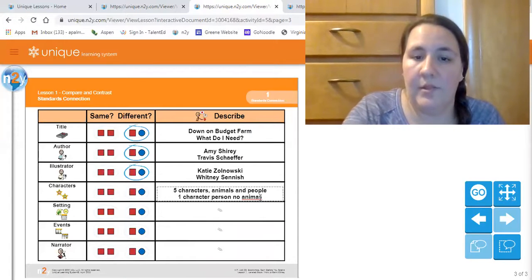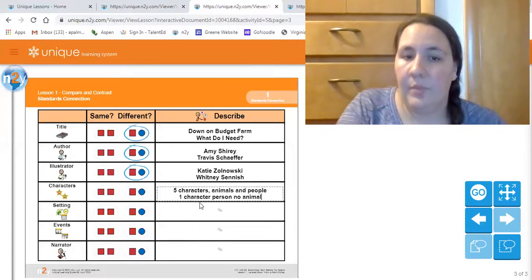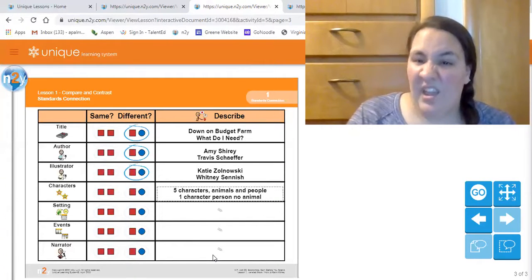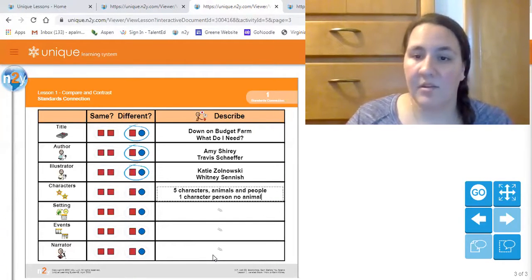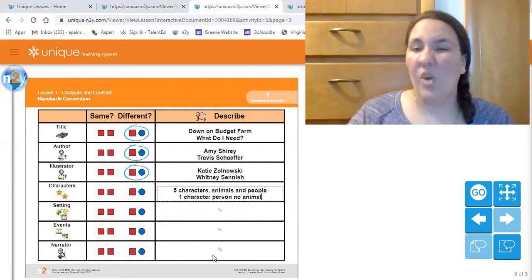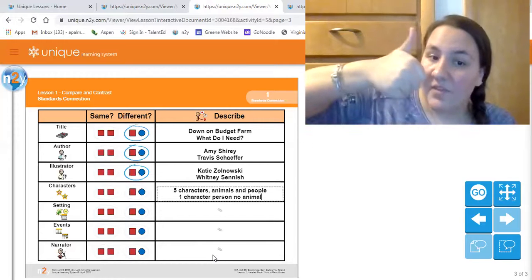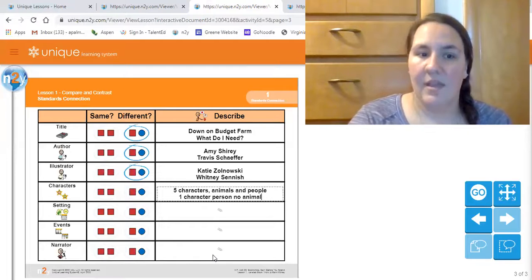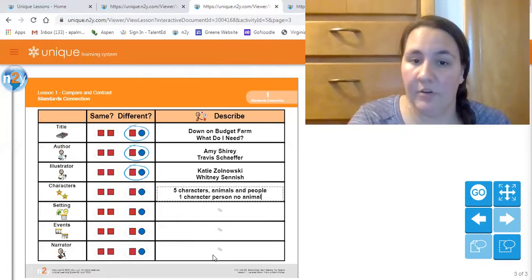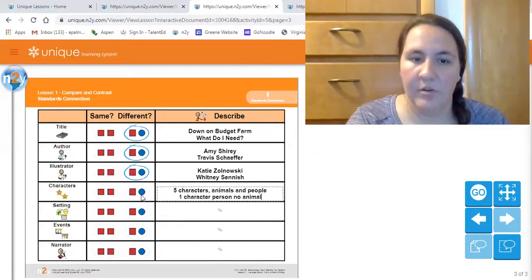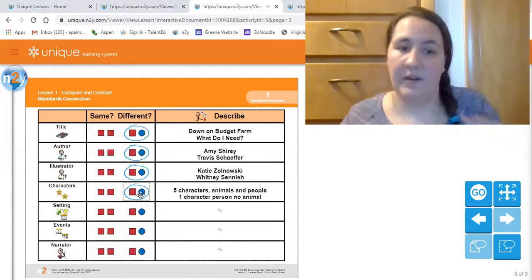So let's think about these two stories. Are the characters the same? Like there's the same number, there's the same kind of creature, like it's an animal or a person, or are they different? Thumbs up if it's the same, thumbs down if it's different. Yeah, they're two very different characters, right? One is a person by herself, and the other is lots of animals and a farmer. So different. Two very different scenarios.